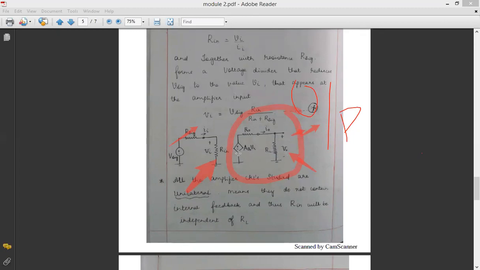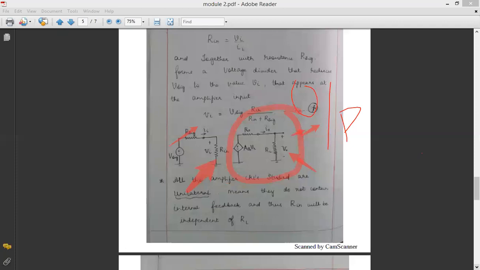Apply the divider rule. V naught is equal to AV naught into VI, the main voltage, into the resistance of the same branch RL, divided by the sum of the two resistances, R naught plus RL.